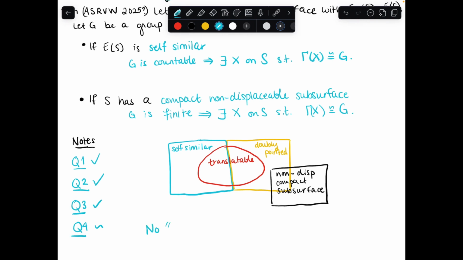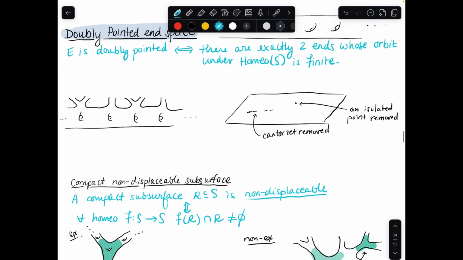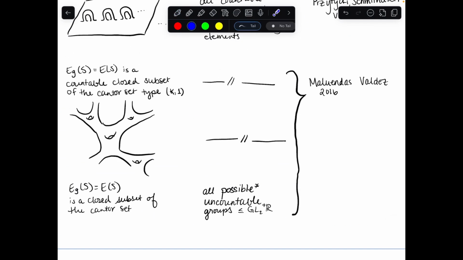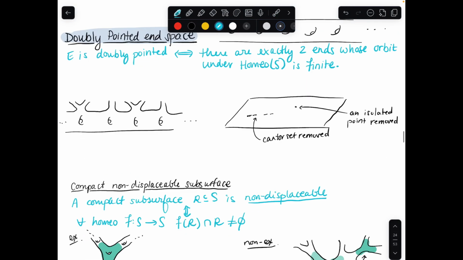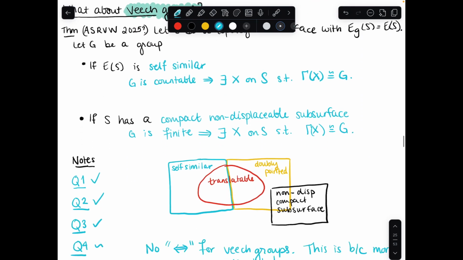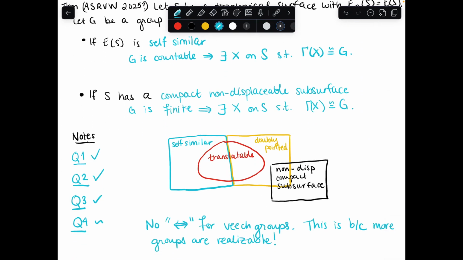You might have one more question, which is why are there no if and only ifs for our Veitch group theorem? And this is because more groups are realizable. So we shouldn't look for an if and only if. It's not appropriate in this case. If you remember going back to the previous work, you can see that uncountable groups are realizable as well. And this reflects something that is very different about Veitch groups compared to isometry groups. Isometry groups act properly discontinuously on surfaces, and Veitch groups need not act properly discontinuously, and that's why uncountable Veitch groups are also possible. All right.